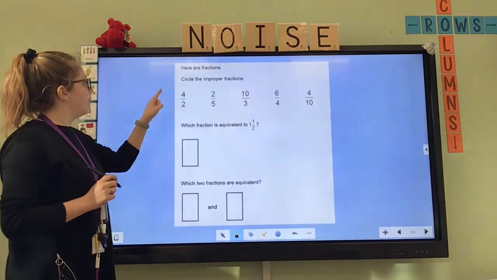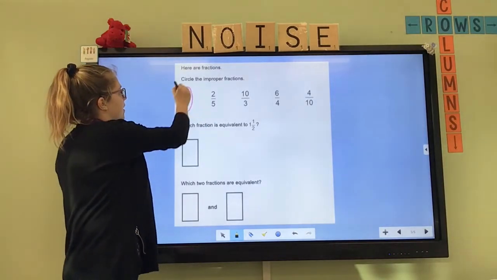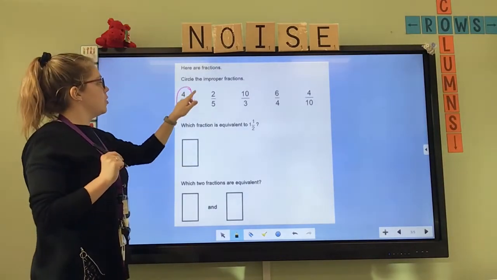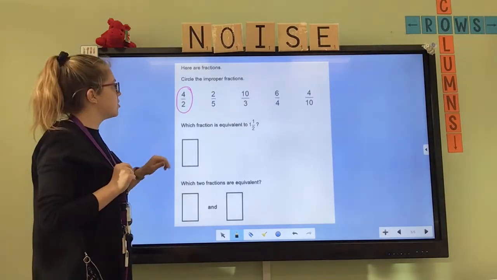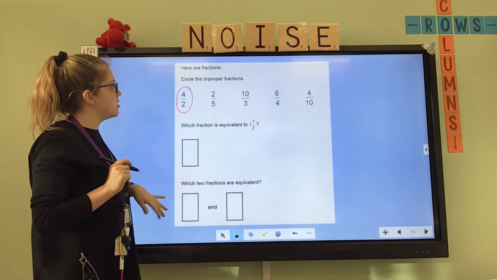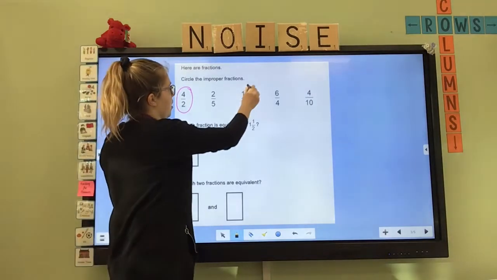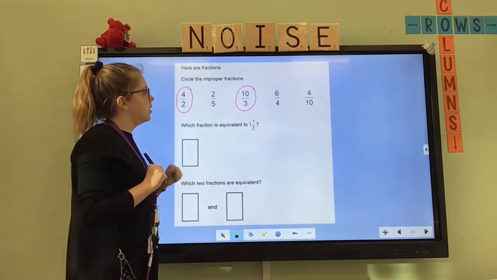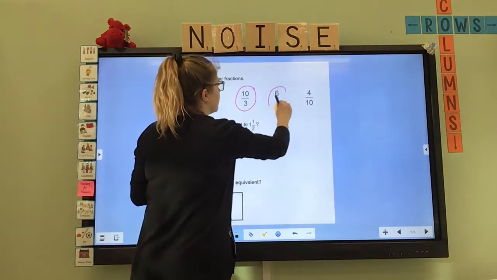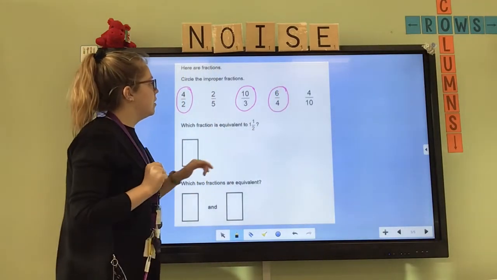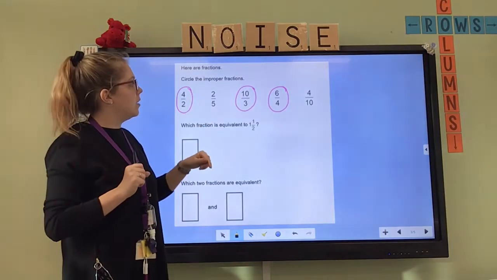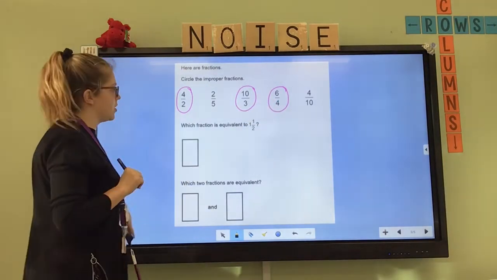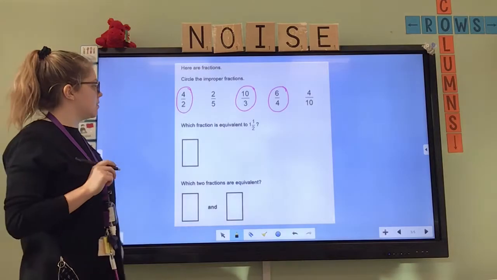And I've got 4/2. I can straight away see that is an improper fraction. 2/5. Now that's not. That is just a non-unit fraction because the numerator is smaller than the denominator. 10/3. Well, that's an improper fraction. 6/4, that is also an improper fraction, and 4/10, again, the numerator is smaller than the denominator, so that is just a non-unit fraction there. So 3 improper fractions at the top.